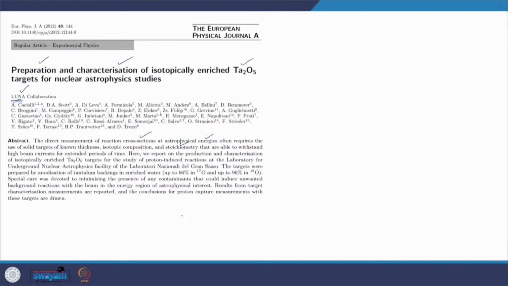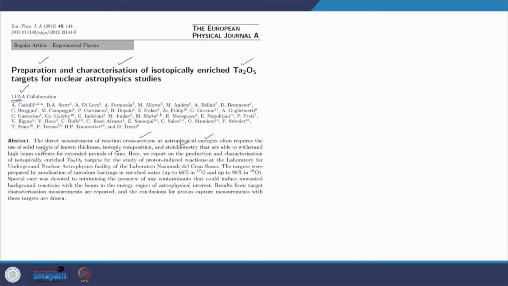Any target material you consider should withstand high beam currents for extended periods of time, because it is not like you do the experiment for half an hour or one hour, get enough data, and then analyze it and measure the cross section. You need to take data for a long time in order to reduce the statistical uncertainty. So, for a long period of time one has to acquire the data.